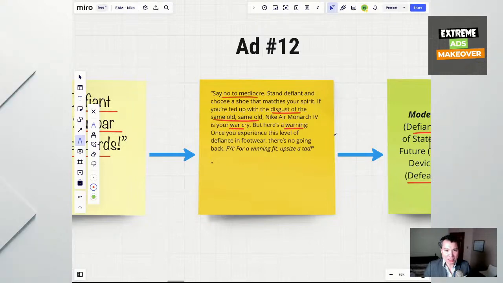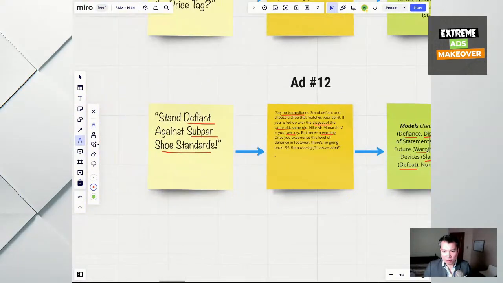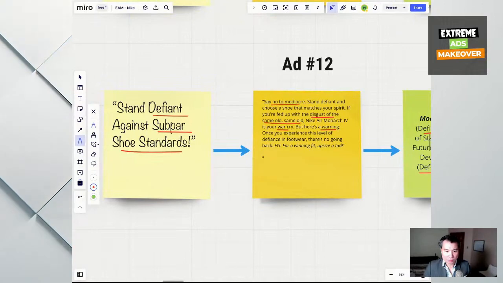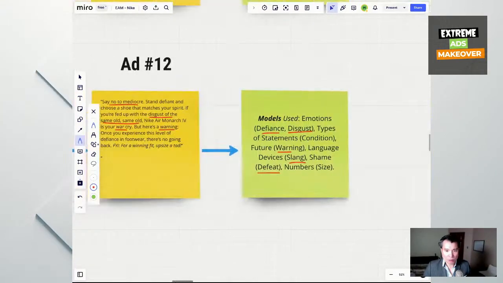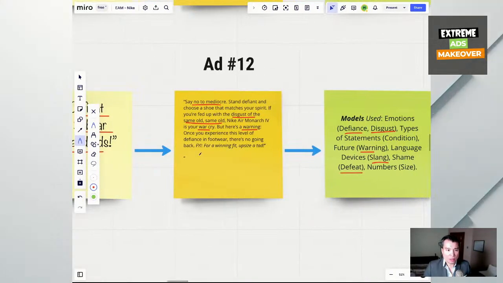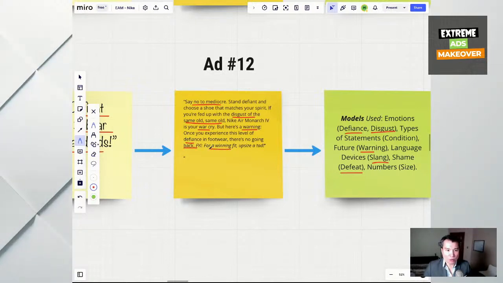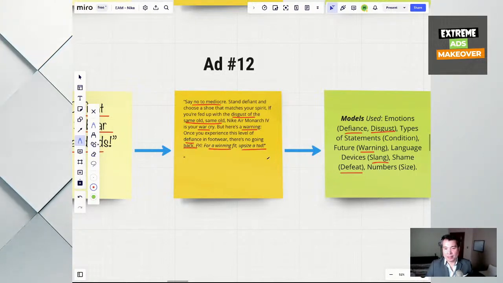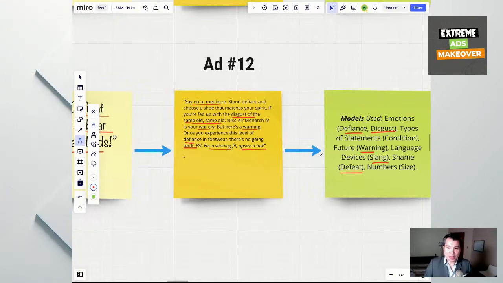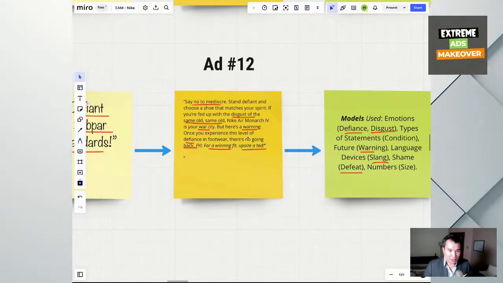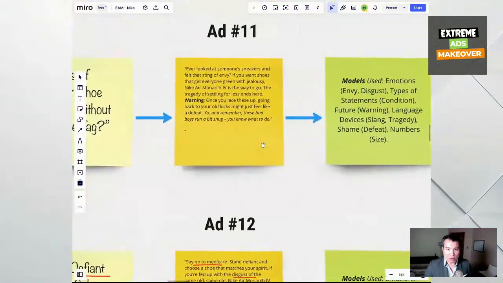Here's a warning. You're talking about a warning in here, a future of warning, right? "If you experience a level of defiance in footwear, there's no going back." This is slang, FYI, for winning fit, upside attack. A slang on that. You see what happens? Really, it's amazing.